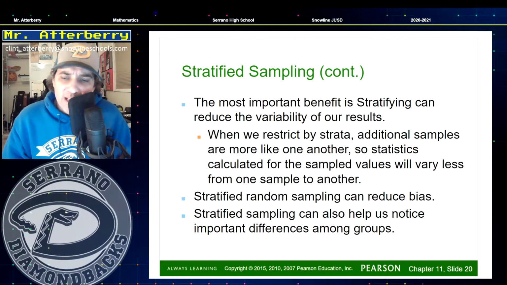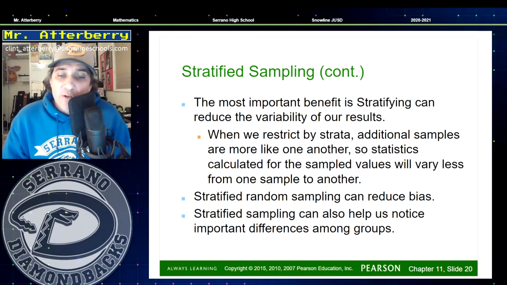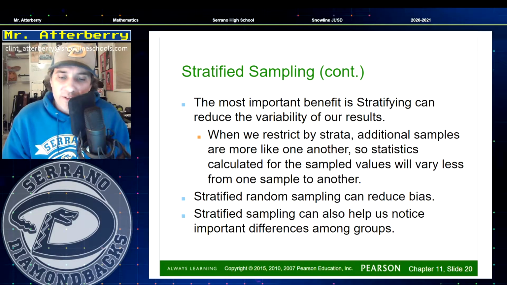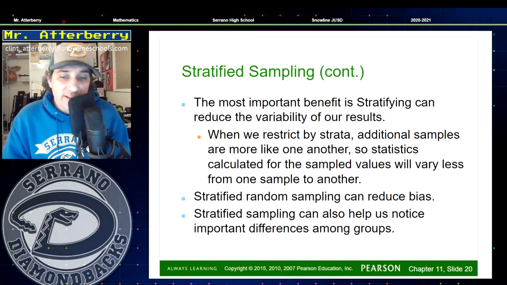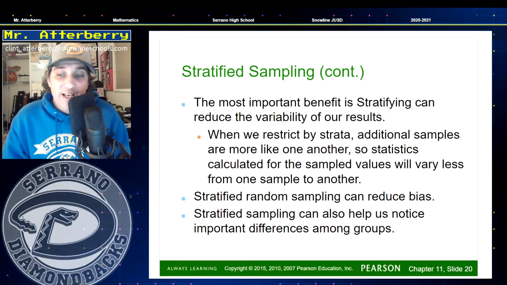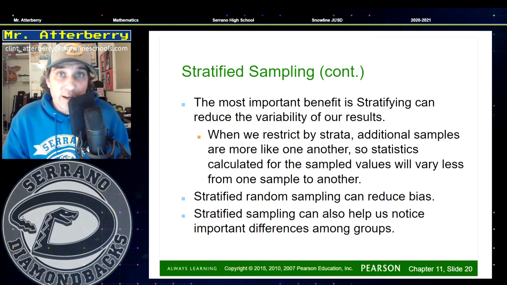So, stratified random sampling can reduce bias. Stratified sampling can also help us notice important differences among groups. So once again, by doing the stratified random sampling, it's a good way to reduce bias.